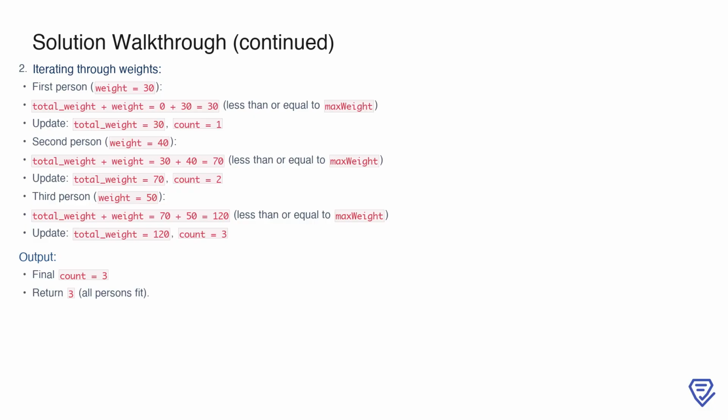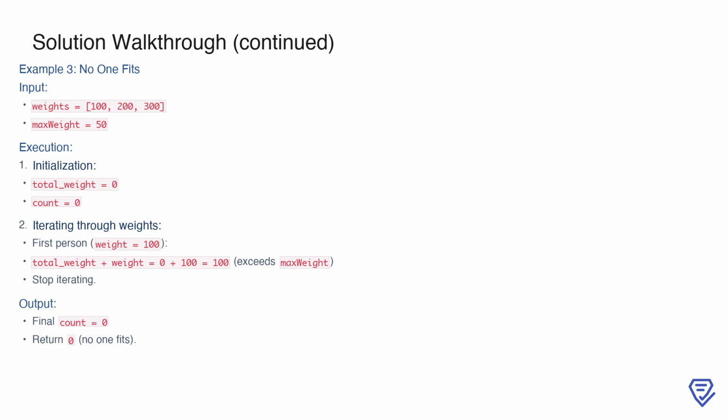Since we've processed all weights and none of them exceeded the limit, the final result for this example is 3. This means all 3 individuals fit in the elevator, and the function returns 3 as the output. Now, consider the third example where the weights are 100, 200, 300, and the maximum allowable weight is just 50. We start by initializing total_weight to 0 and count to 0.